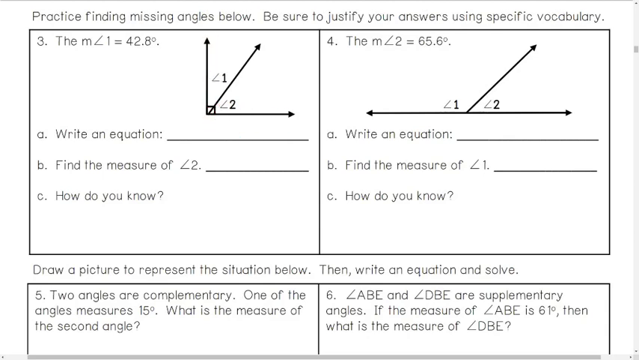So I would say that we have 42.8 plus something I don't know, because we don't know angle 2, x, and that equals 90 degrees. The reason I can put it equal to 90 degrees is because this is complementary. Now, finding the measure of angle 2, we would solve this equation and subtract 42.8 on both sides, and we would get 47.2 degrees. We know that because we took our equation and solved it, and if I substitute that number back in there, then I would have 90 degrees.